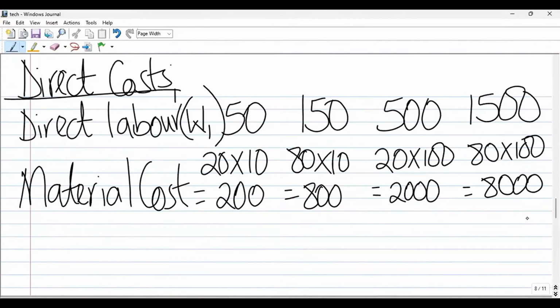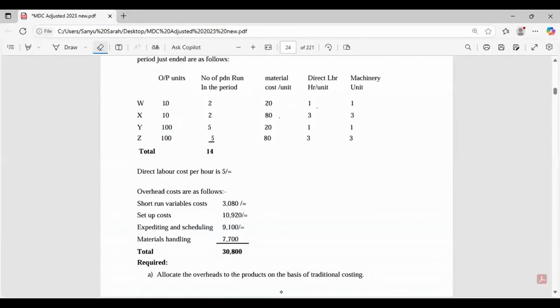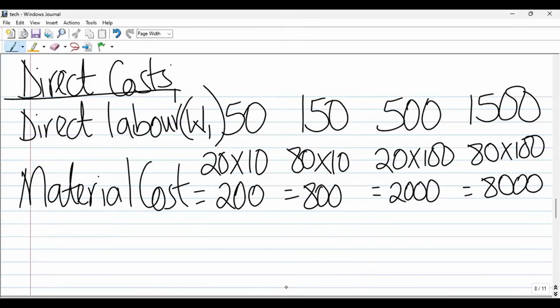If they had only said direct material cost without the words per unit, we would not be multiplying with the number of units. We would just take those figures directly. But now the material cost is per unit. That's why we are multiplying with the number of units. So we finished the direct cost.